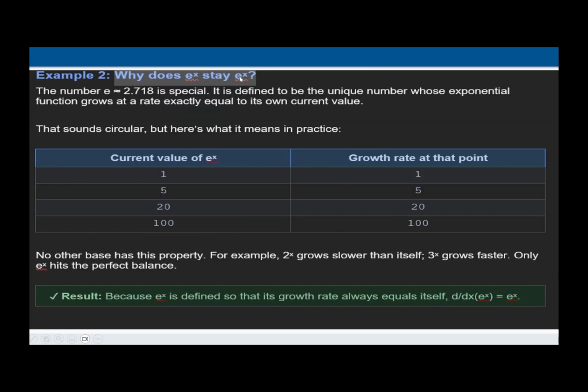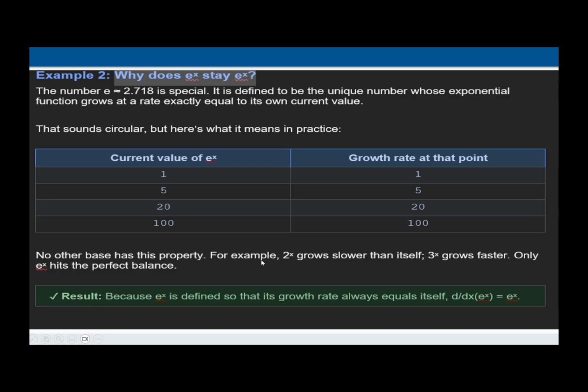Next one. Why does e^x stay e^x? This is the number e, 2.718, a special number. It is defined to be the unique number whose exponential function grows at a rate exactly equal to its own current value. So that's circular, but what does it mean in practice? The current value of e to the power 1 equals e, and the growth rate at that point will be exactly the same. Use your calculator, you work it out. No other base has this property.